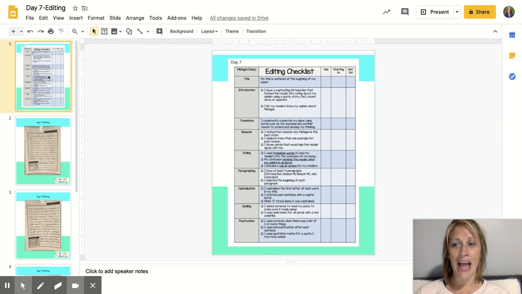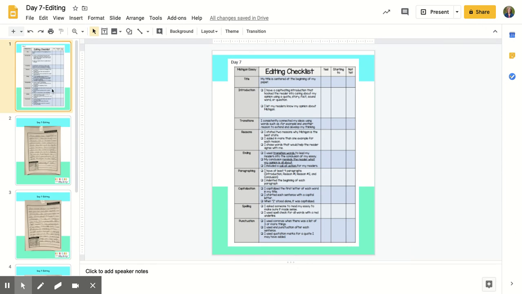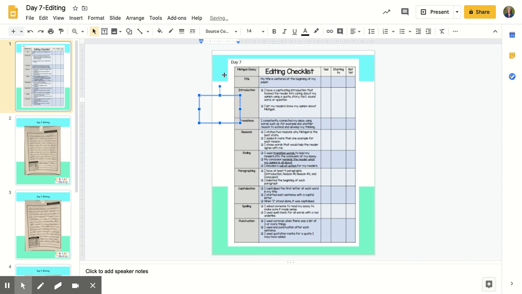So, I'm going to start by showing you the editing checklist. Here is your editing checklist. You will find this in your packet. And the first part of the editing checklist, the title, introduction, transition, reasons, and ending, are all things we focused on in the revision process. So I could even write that. We focused on revising in those areas.